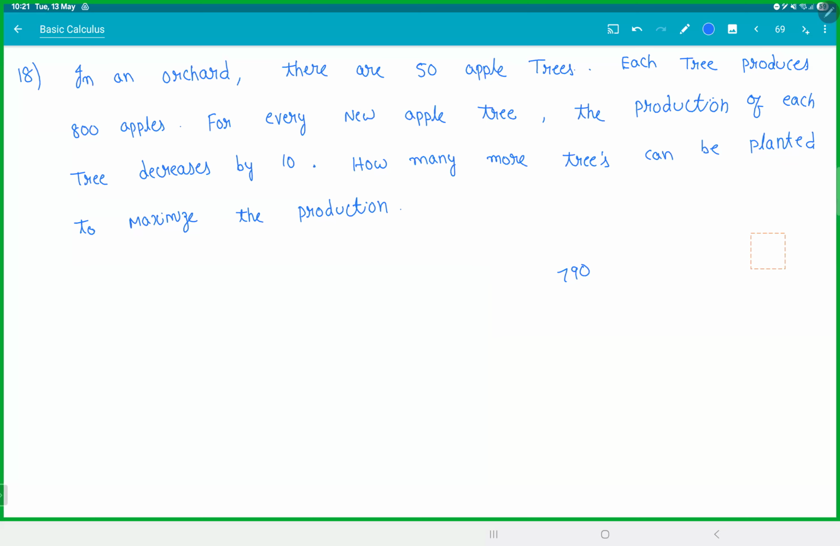So there's a limit. Let's say you get too greedy and you planted 80 trees. Then all the trees will produce 0 apples. All the trees died. So there's a limit. How do you solve this using calculus? This is a maximum minimum problem. So how do you convert these verbal statements into an equation? Think, I'll give you 1 or 2 minutes.